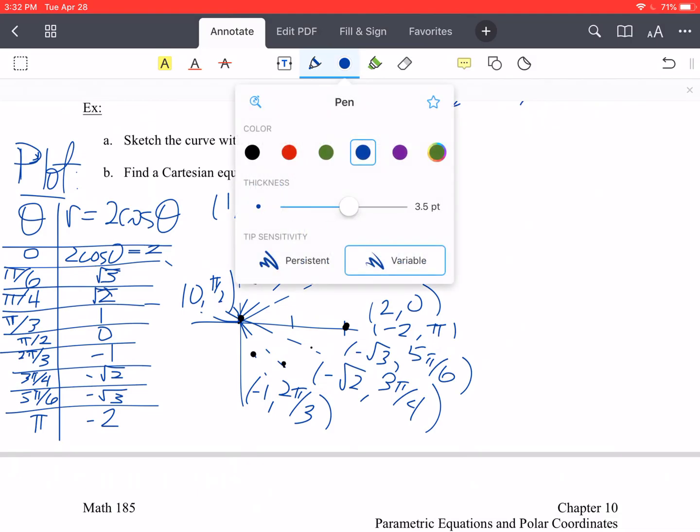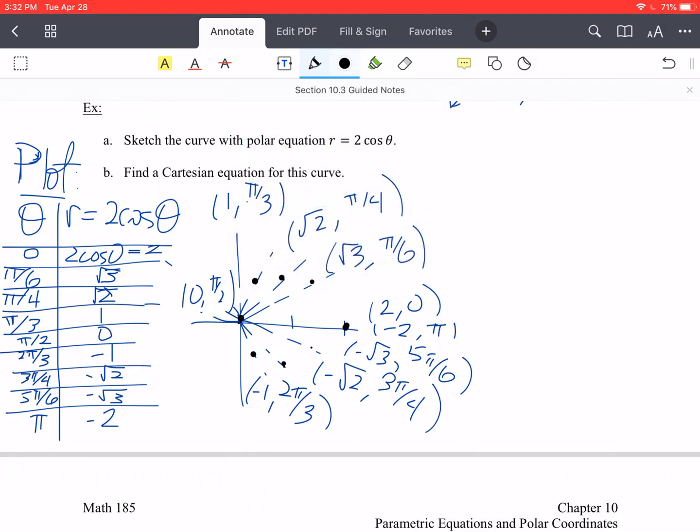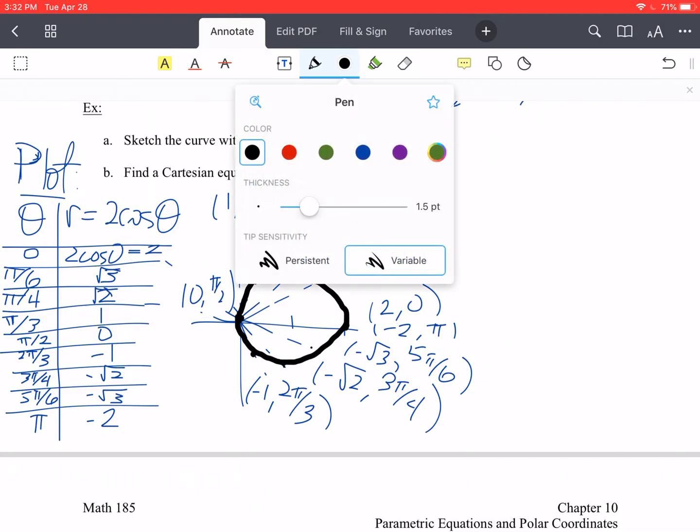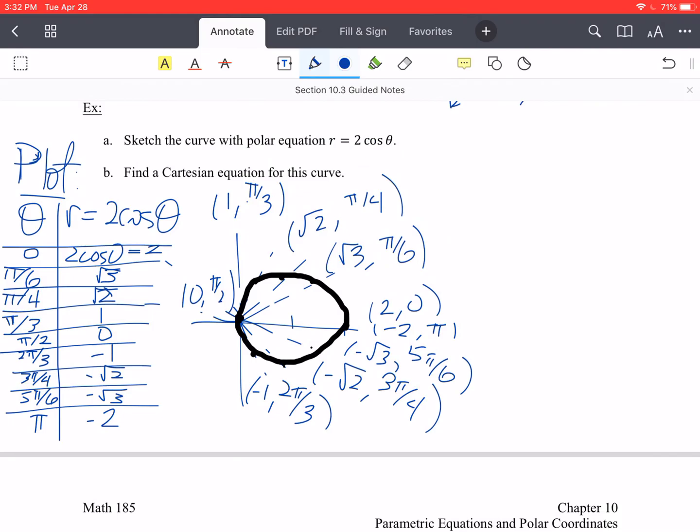Okay. So now if we connect the dots here, and I'll try to draw this as smoothly as I can, you might be able to see what we're drawing here. It is a circle. So this does give us a circle that is not centered at the origin, right? It's actually a little bit off center. That has a radius of 1, it looks like.